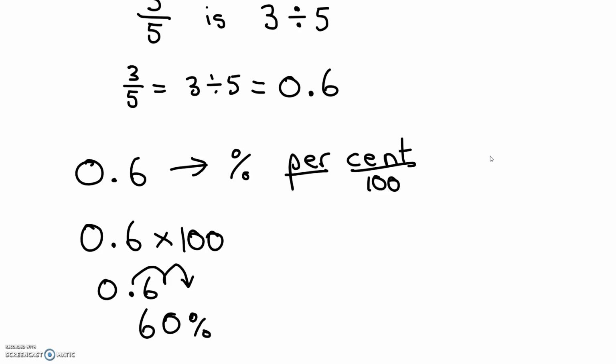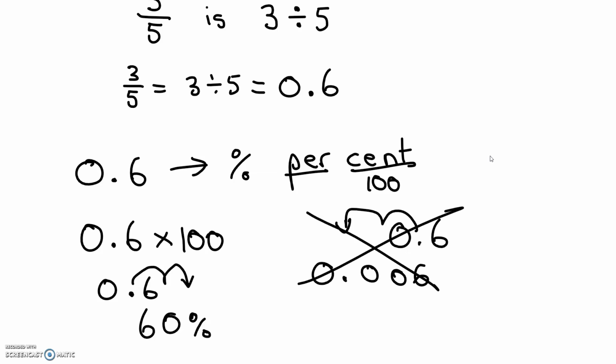If you're having trouble remembering which way to move your decimal place, just think about the fact that a percentage should be a bigger number than the decimal. And so if you accidentally moved your decimal place the wrong way, you would get a very small number. And you'd be like, ooh, nah, that's wrong. I've got to move my decimal place the other way so I get a bigger number.